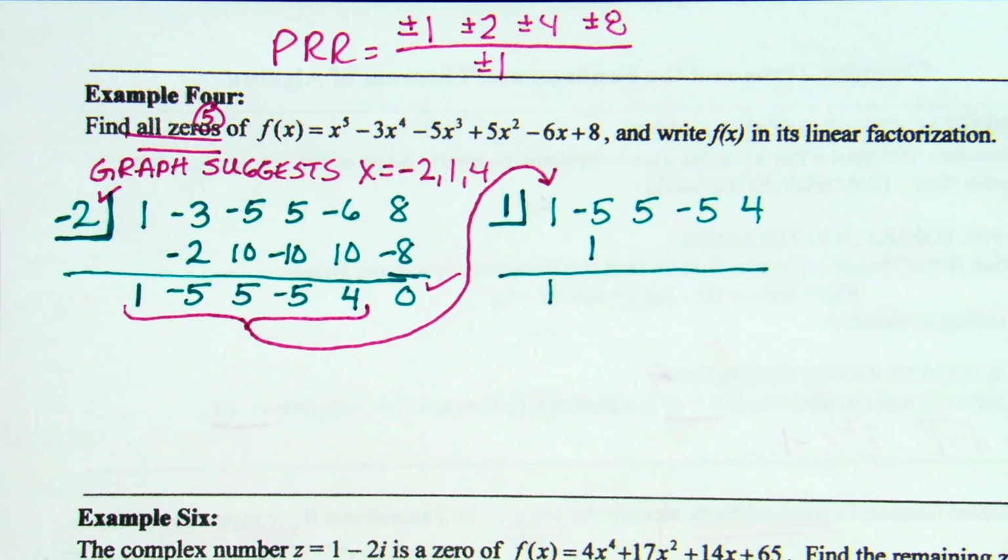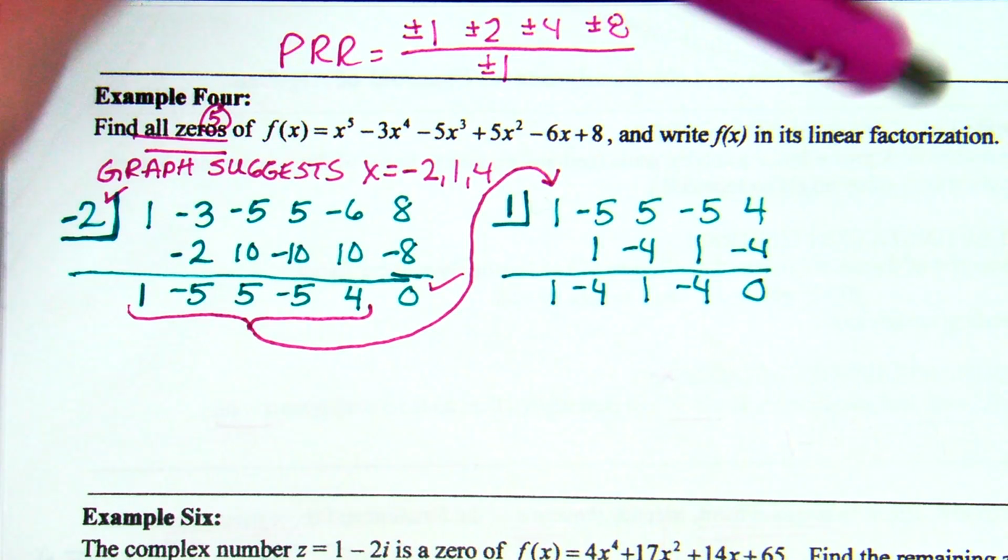Okay. And now, we're going to try, what have I not tried yet? 4. Again, don't go back to the original. Use your new row. And so my new row, 1, negative 4, 1, negative 4.